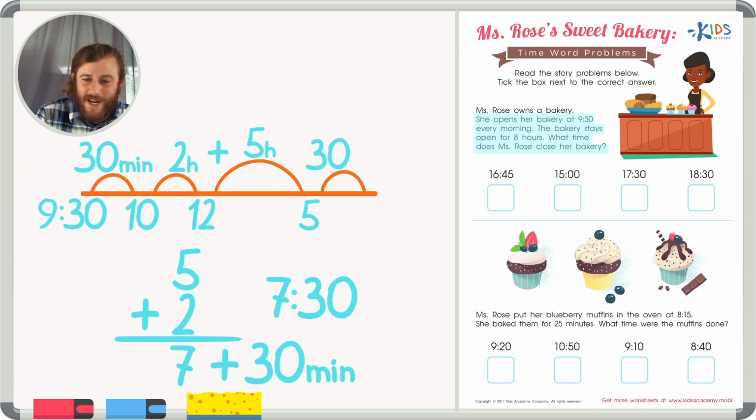And if we jump 30 minutes from 5 o'clock, do you know what time we land at? That's right, we land at 5:30. So Miss Rose will close her bakery at 5:30 p.m. Using these small jumps, we really don't have to add very big numbers. Let's try this strategy for our next word problem.